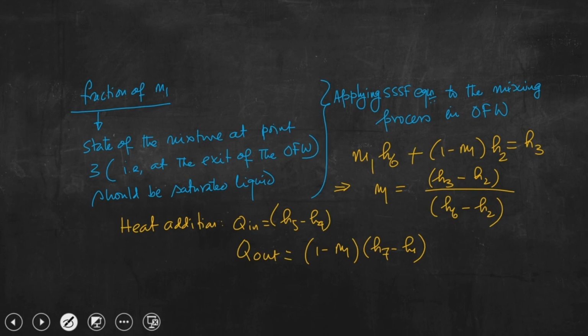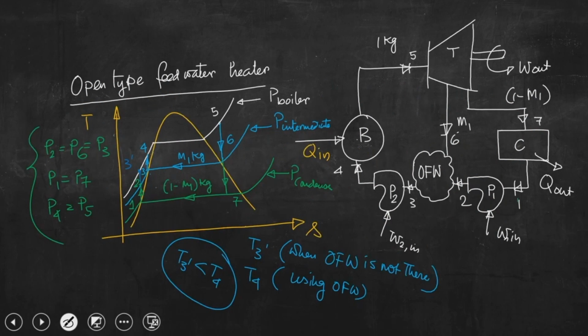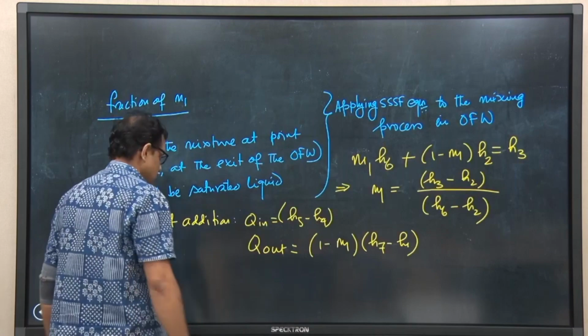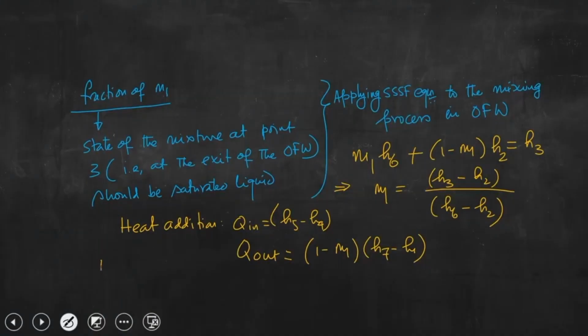If you know Q in and Q out, you can directly calculate the thermal efficiency of the regenerative power cycle. Nevertheless, we also need to know the work input and the work output. What would be the work output? So, this is very important, the work output, that is W out.